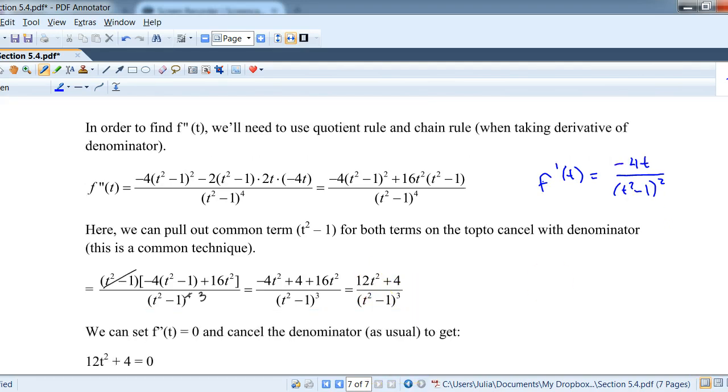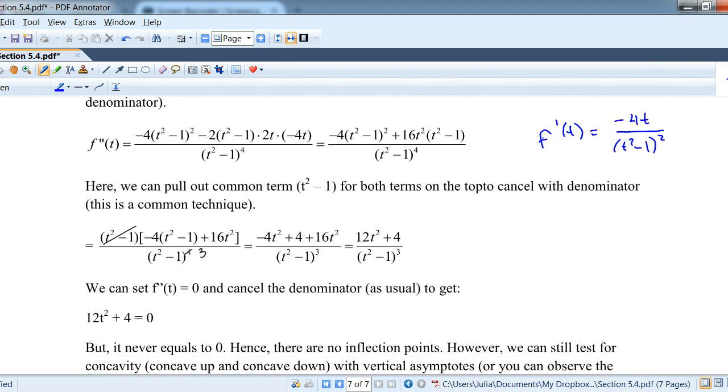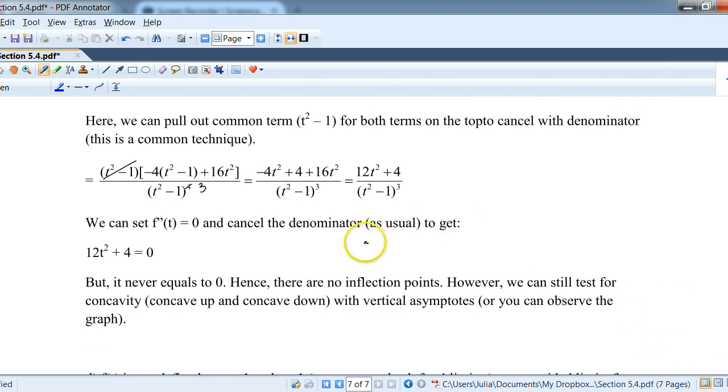So a lot of work, but when you set it equal to 0, you do not get inflection points because 12t squared is 0 at the least, or positive, because of the square, and then plus 4, so you'll never get 0. It never equals 0. So there are no inflection points, which with rational functions is not a surprise. It's actually fairly common.